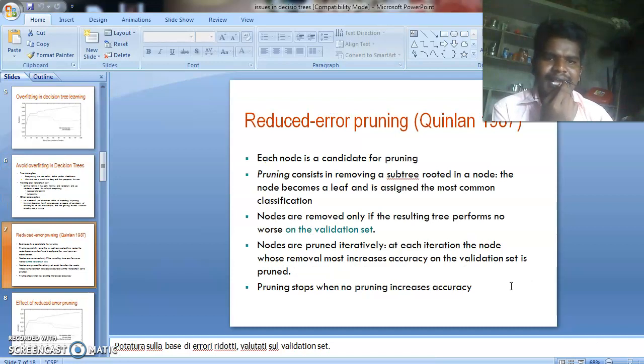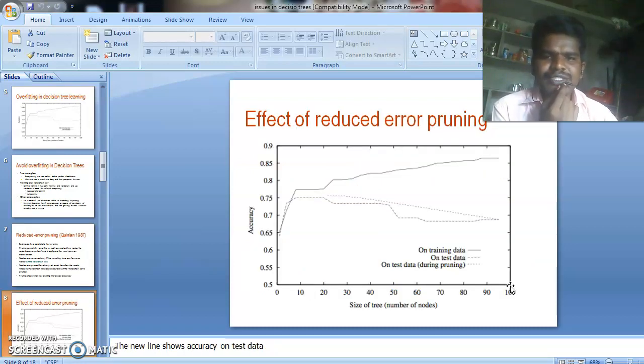Each node is a candidate for pruning. Pruning consists of removing the subtree rooted at the node. The node becomes a leaf node and is assigned the most common classification. Nodes are removed only if the resulting tree performs no worse on the validation set. The pruning stops when no pruning increases accuracy, which shows the effectiveness of reduced error pruning.